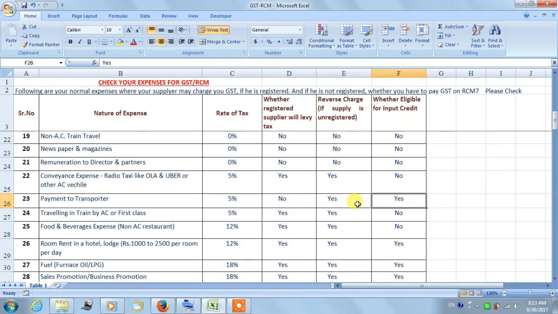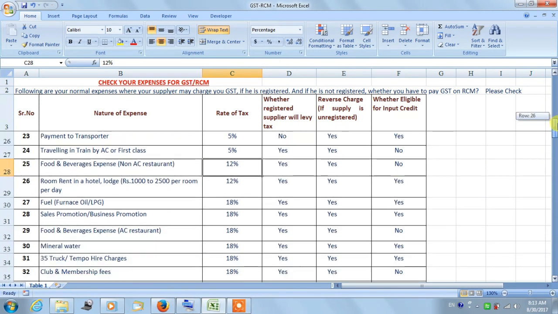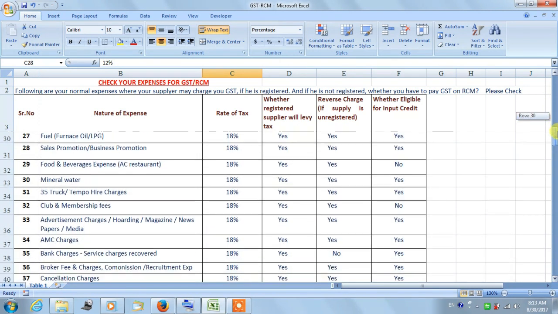Now move on to the next, that is traveling in train, which comes under convenience expenses. If you are traveling by AC train or any other luxury service, then reverse charge applies if the supplier is unregistered, and input credit is not available on it. Same way for food and beverage, only the tax rate for it is 12%. Same way you can check the other expenses by looking at the list which I have given you.